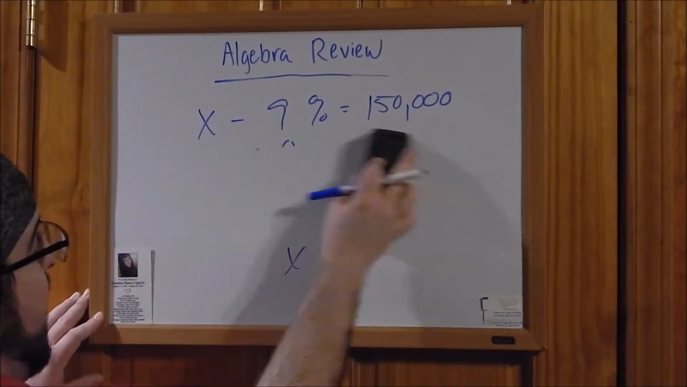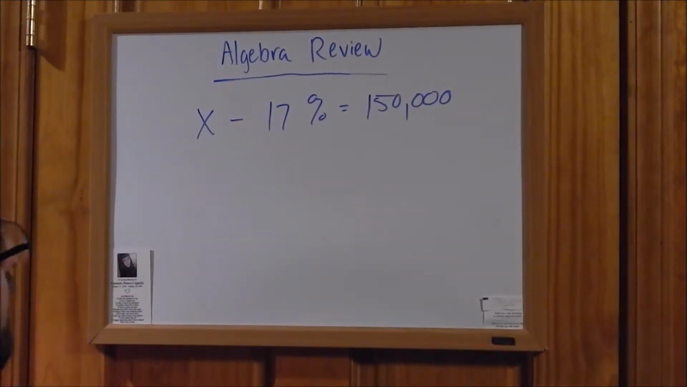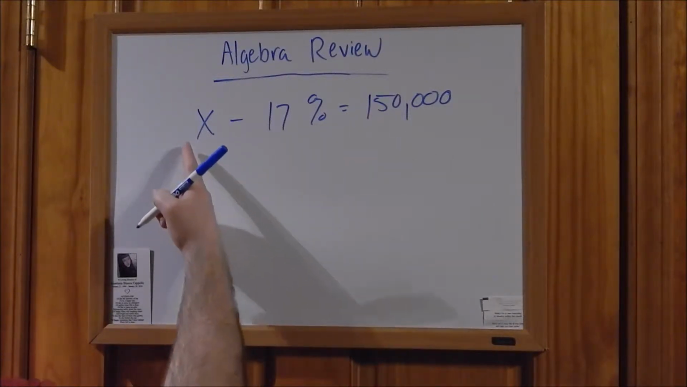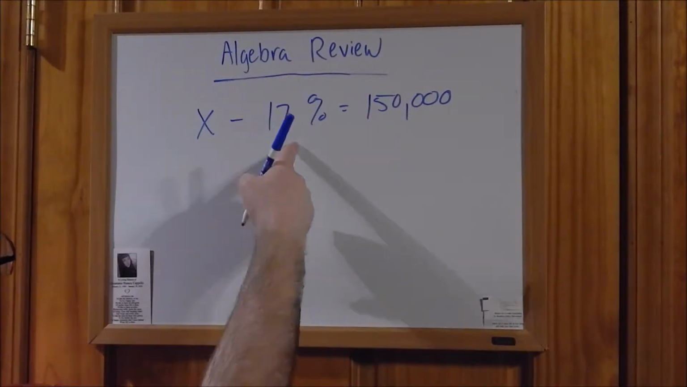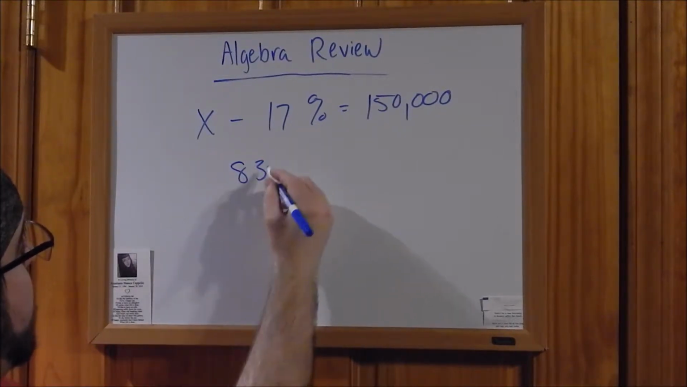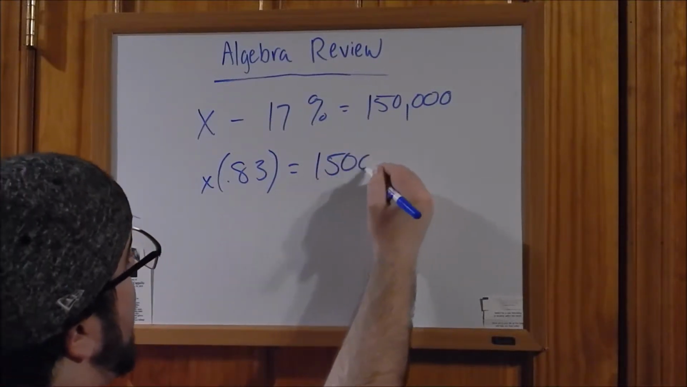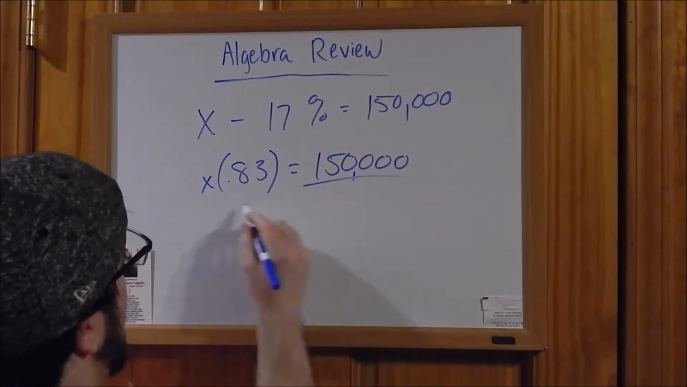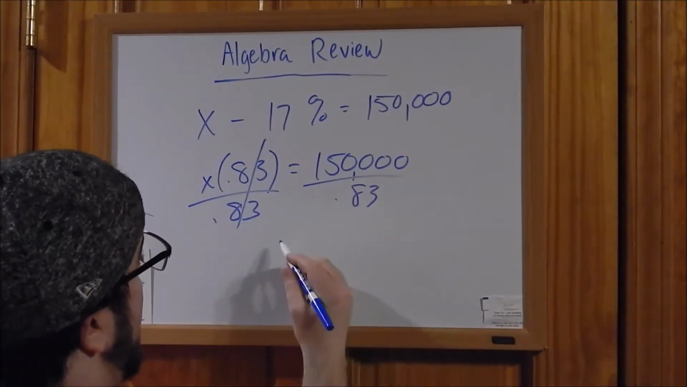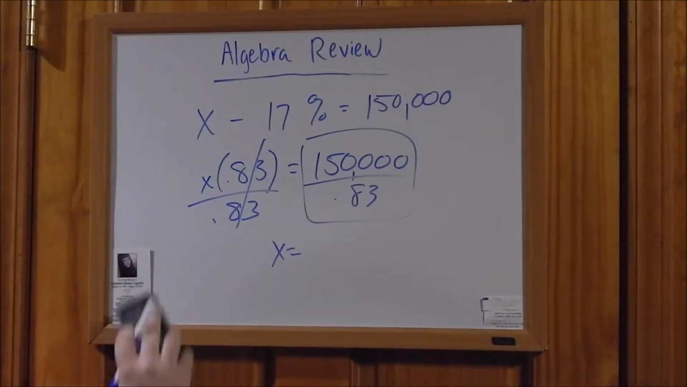Okay, let's do it again. X minus 17% equals 150,000. Again, what do we know? X equals 100, so 100 minus 17% is 83%, right? So we have X times 83% equals 150,000. How do we get X by itself? We divide both sides by 0.83. And we get X equals 150,000 divided by 0.83.